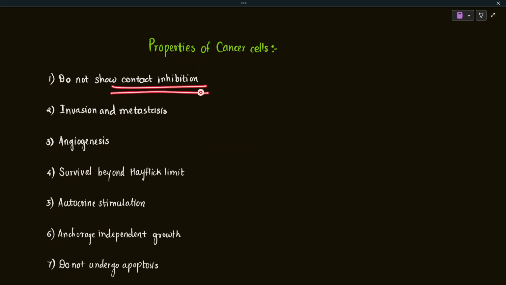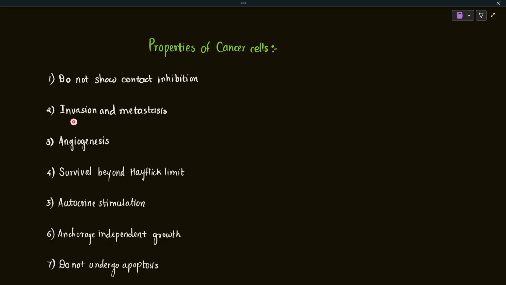While the tumor cells, the cancerous cells, do not exhibit this property. Upon coming in contact with other cells, these cells continue moving and continue migrating over the adjacent cells, and they start growing on the adjacent cells, and this results in a disordered and multi-layered pattern. So the very first property of cancer cells is that they do not show contact inhibition, unlike the normal cells.